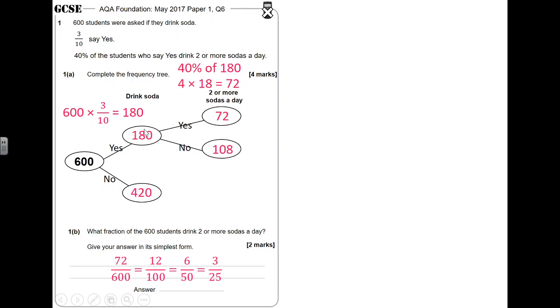Then we need to split our 180 because 40% of the students who say yes also drink more than 2 a day. So we need to do 40% of 180. So we find 10%, which is 18, and we times it by 4 to get 72. And this is whatever you add to 72 to make it up to 180. Part B, what fraction of the 600 students drink 2 or more sodas a day? So we've got 72 who do drink 2 or more a day out of 600, and then we need to cancel all the way down to get 3 over 25.